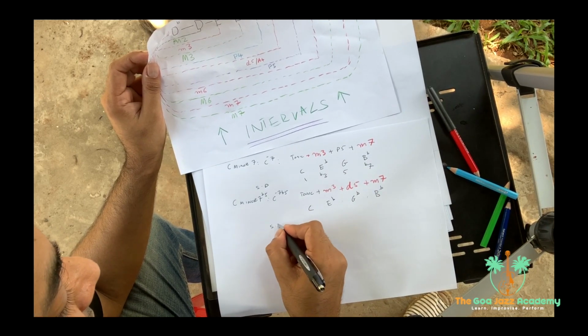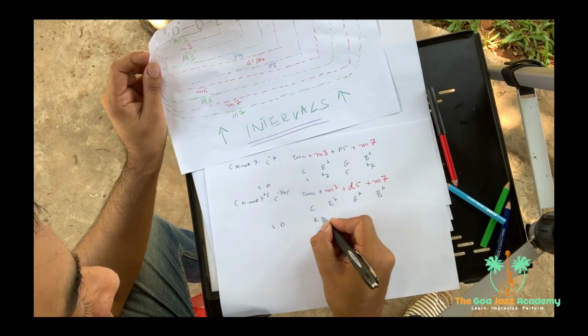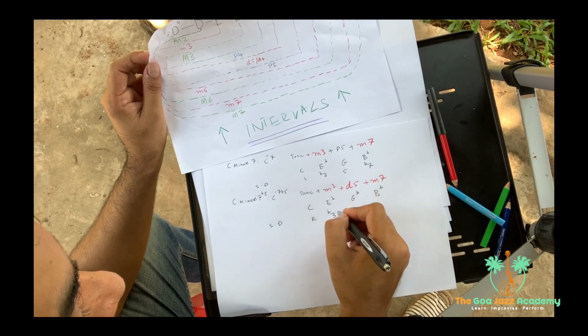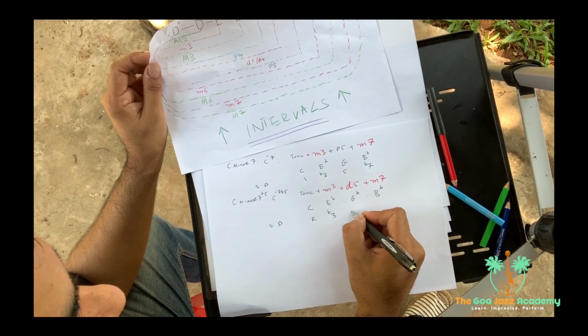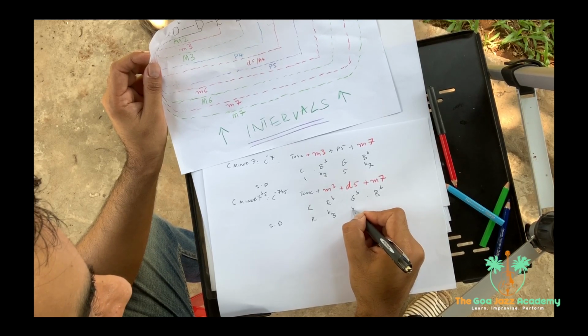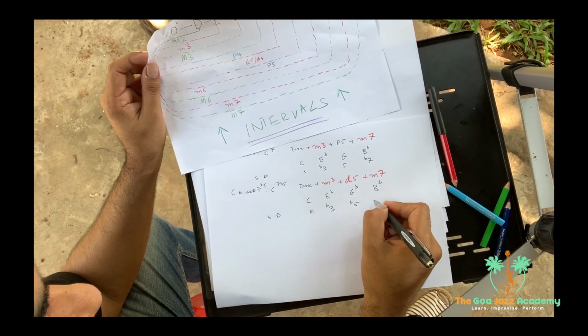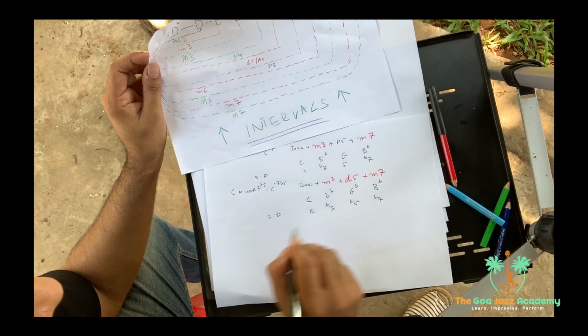And what are its scale degrees? It's just root, flat 3 because we have flatted the major third, we have flatted the perfect fifth here, so you get a flat 5, and of course you have a flat 7.